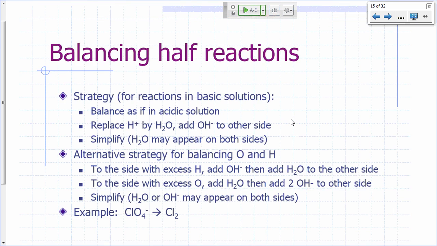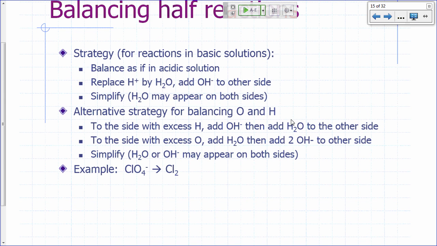So that's how you do it in acidic solution. Now, what if your reaction is actually happening in basic solution? Then you don't use H+, you use hydroxide. So you balance using H2O and hydroxide. One strategy is to balance it as if you were doing it in acidic solution. And then wherever you see the H+, just replace that by H2O and then add hydroxide to the other side, because that will get rid of any H+ in your balanced half reaction. Okay, and you may need to simplify it because water might appear on both sides.